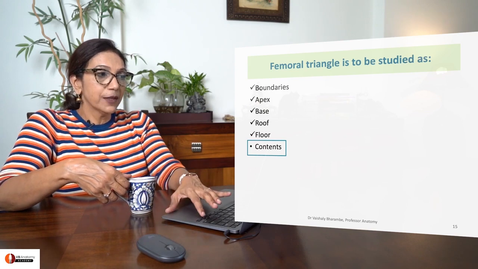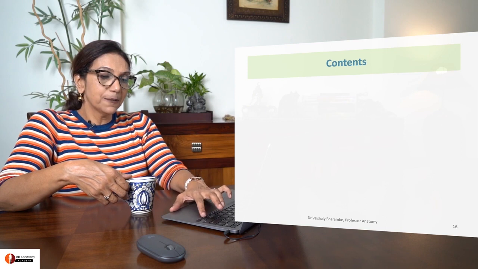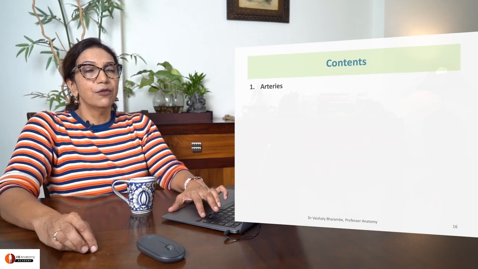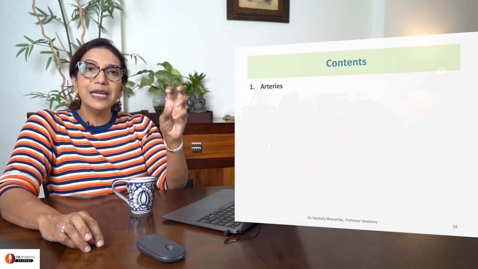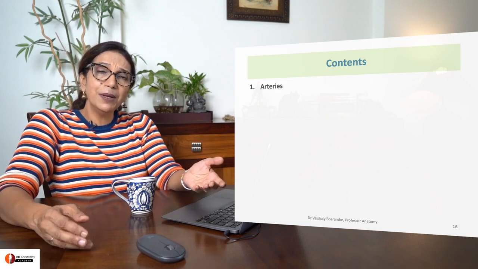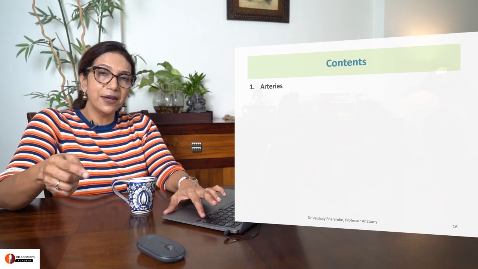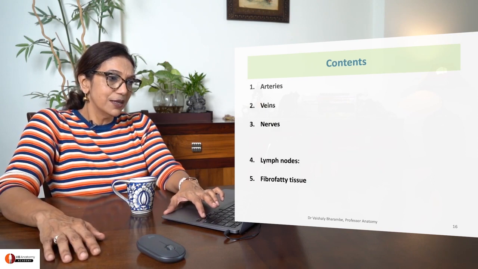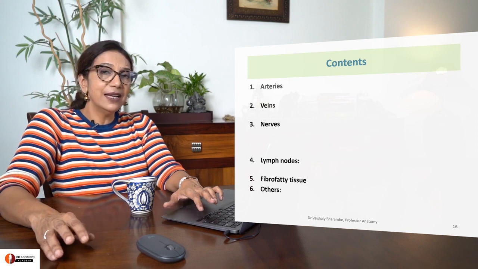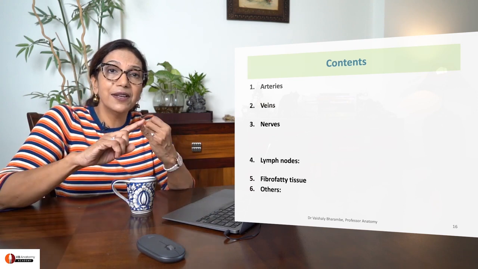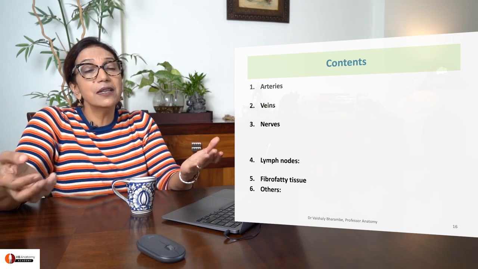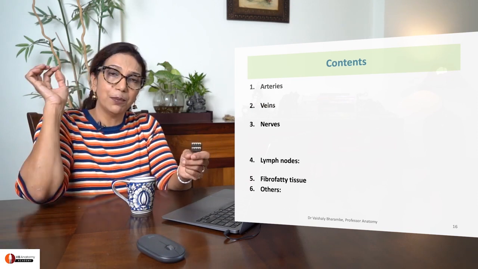Right. So, what are the contents? Like I always tell my students, whenever you're looking at contents of any space, remember it's the human body. It'll always have arteries, veins, nerves, lymph nodes, fat, and others. What are they? Arteries, nerves, veins, lymph nodes, some fat, and some other material specific to that point.